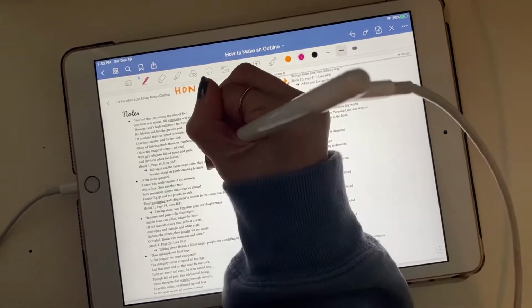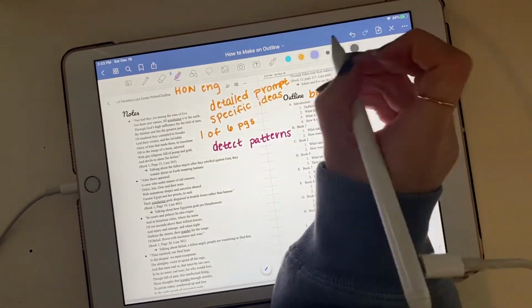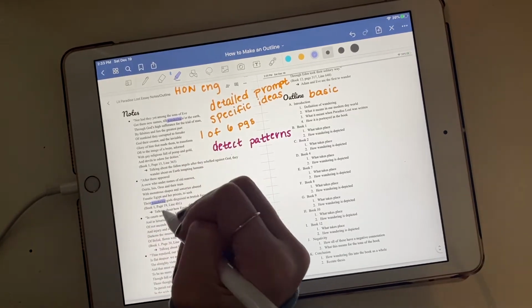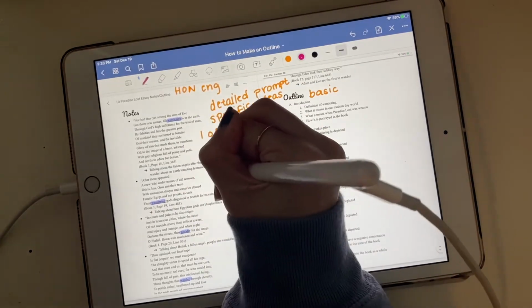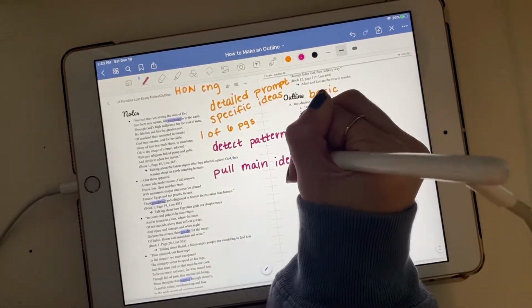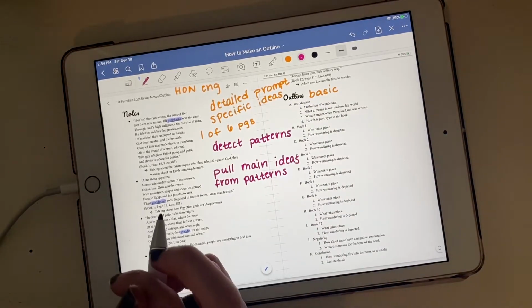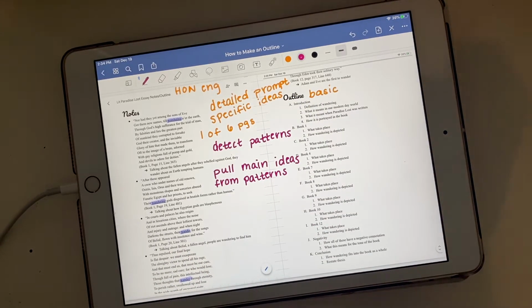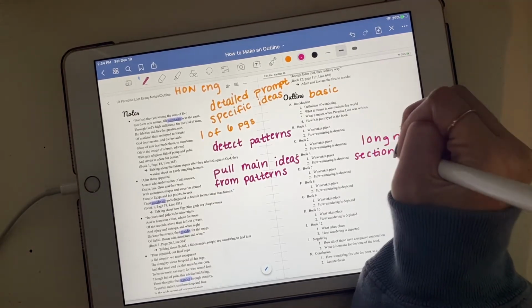This note section helped me to detect patterns in the book I was analyzing and helped me to formulate those main ideas I wanted to include in my paper. Once I saw the patterns, I really only needed a basic outline.